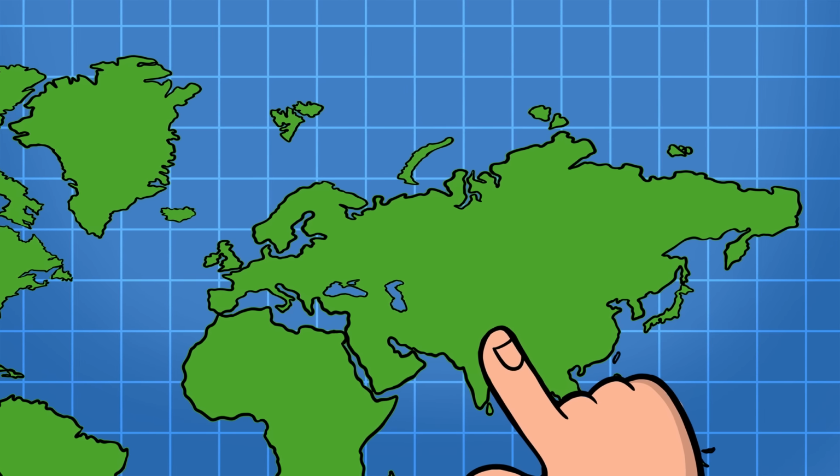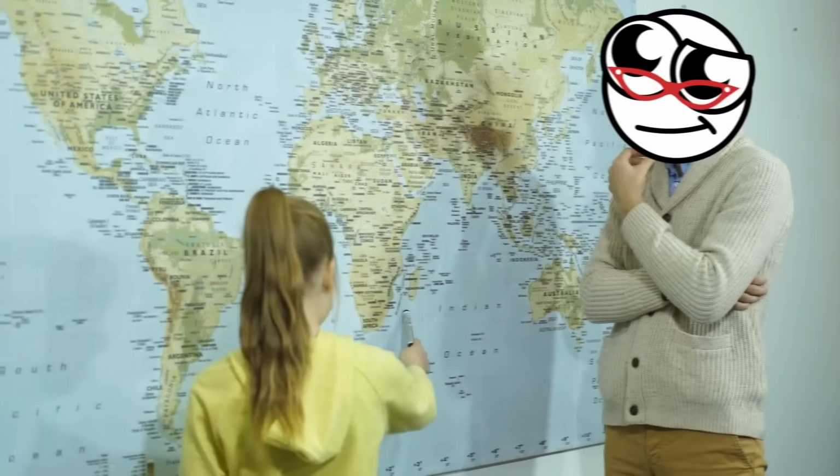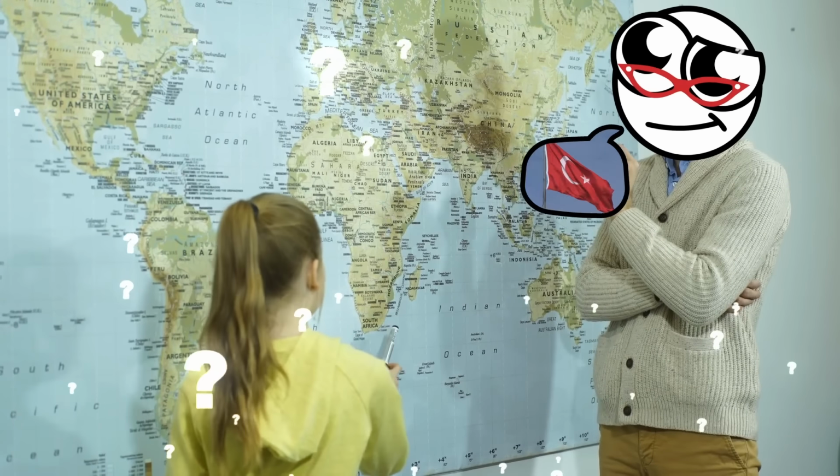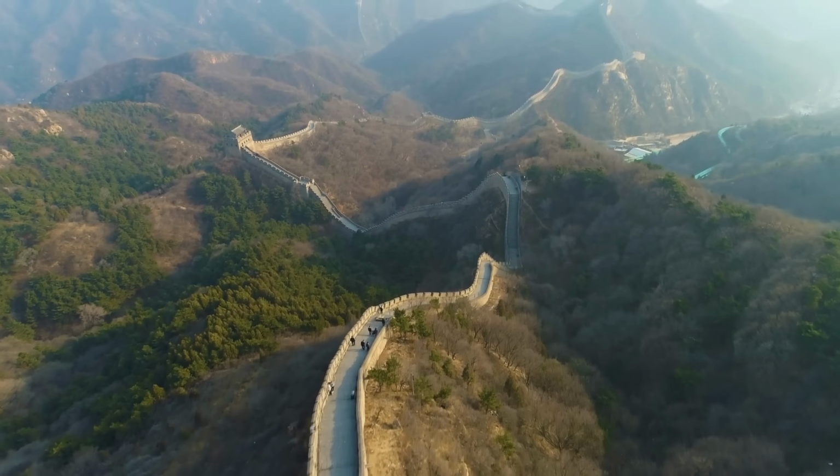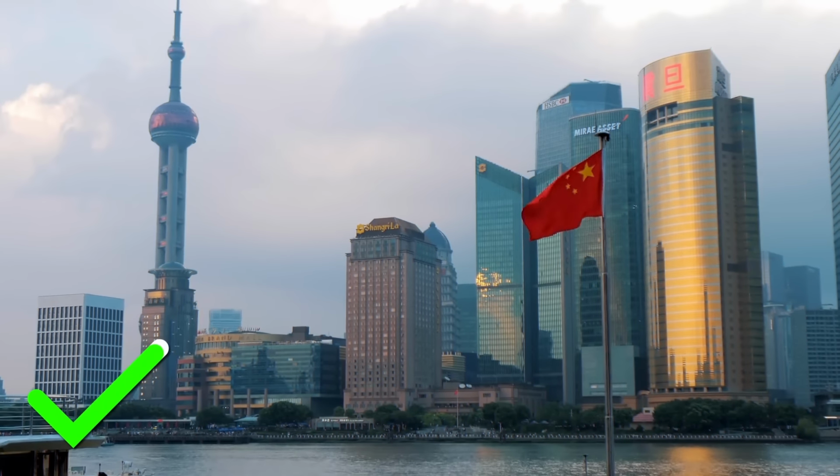Of course, we all have holes in our geography knowledge. And speaking of, have you ever wondered what the capital of Turkey is? Spoiler alert, it ain't Istanbul. And how about the Great Wall of China? Sure, it's in China, but could you point it out on a map?